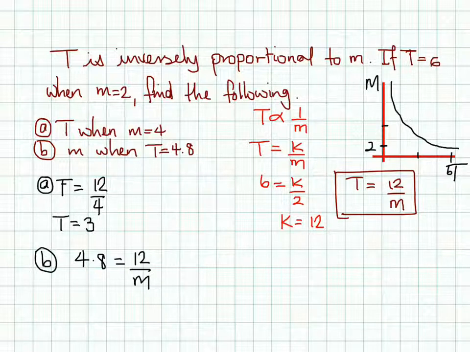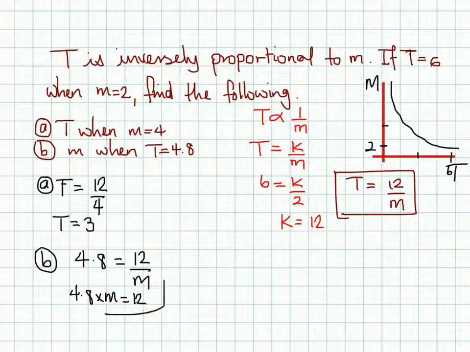Well, to rearrange, we need to multiply by m, so we're going to have 4.8 times m is equal to 12. And bearing in mind that I really just want m, so to get rid of this 4.8, I need to divide by 4.8. I will carry on my calculations here. So, dividing by 4.8 makes m equal to 12 over 4.8.